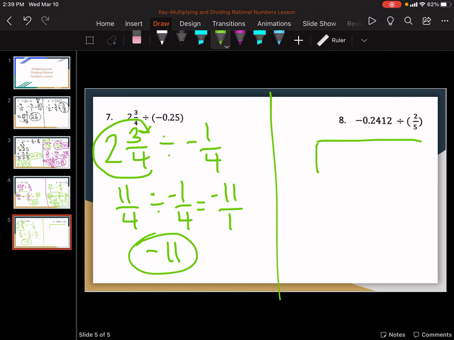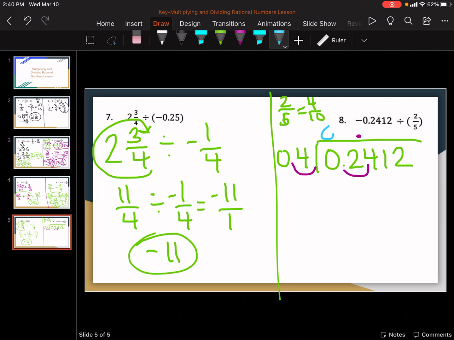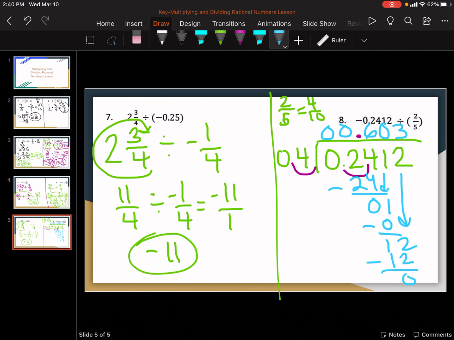This one I for sure would go decimals. Look how gross that number is. It's fine for dividing. And then 2/5 is 4/10. So we need to slide, baby, slide, and then raise the roof. 4 goes 0 times, it goes in 6 times. Bring down the 1, goes in 0 times. Bring down the 2, goes in 3 times. 1 positive, 1 negative, so negative, and there's your answer.